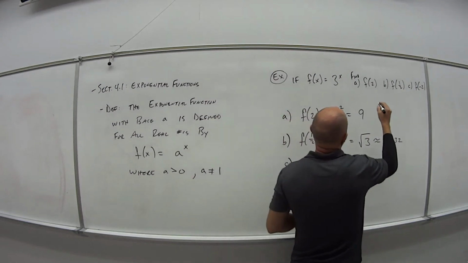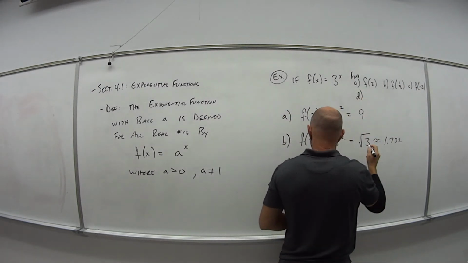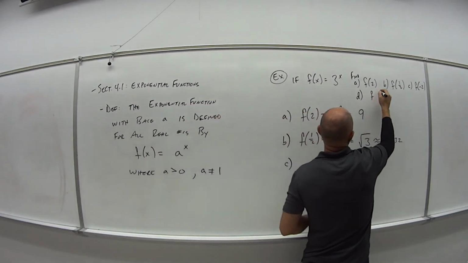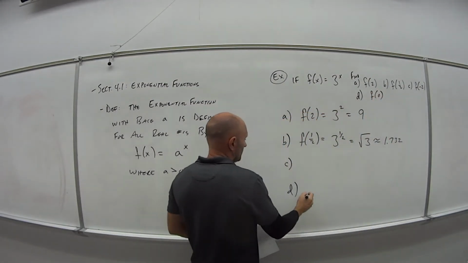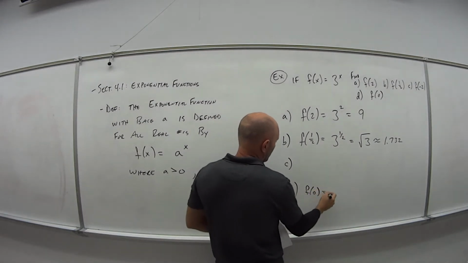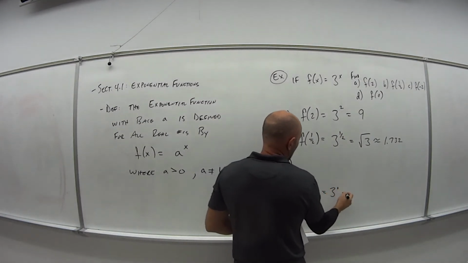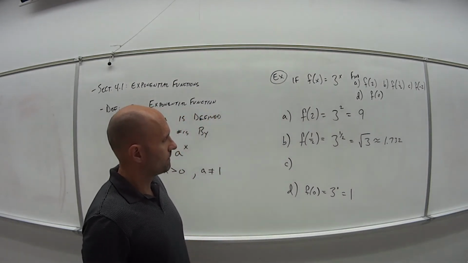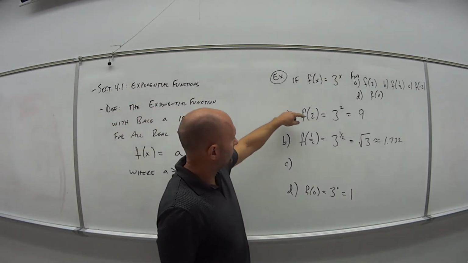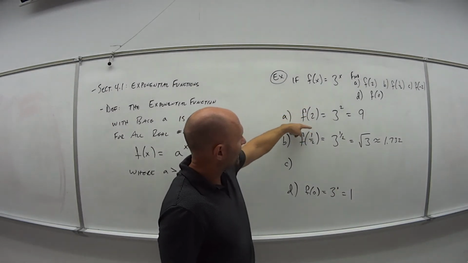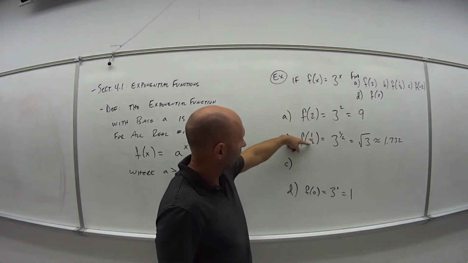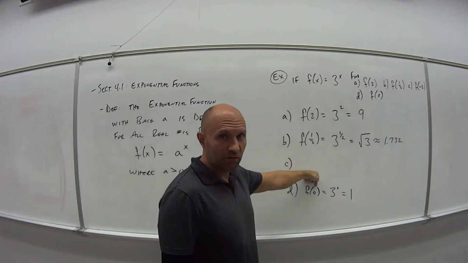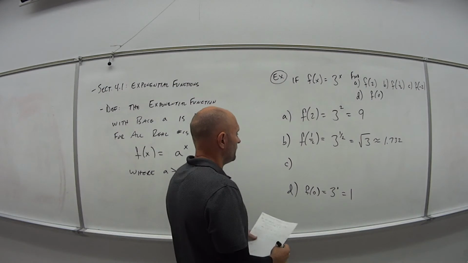You know what? I'm going to throw one more in here. So let's call it d, and let's do d first. And d is going to be f of 0. So f of 0 is what? That would be 3 to the 0 power. Anything to the 0 power is 1. So you can see here that when the x's that I was plugging in are positive, the result is always bigger than 1. When I hit 0, it's equal to 1.